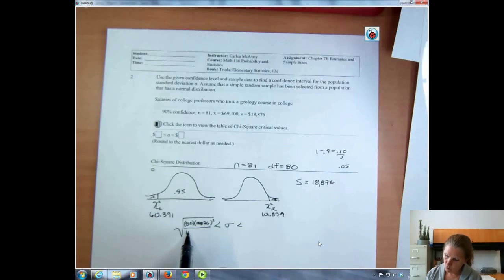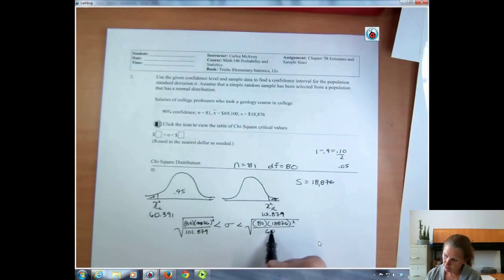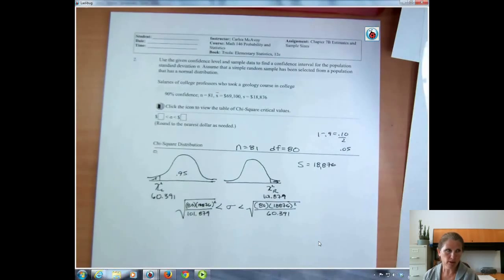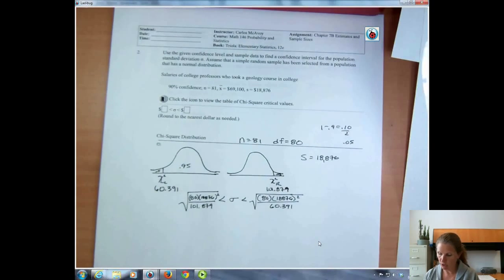So I'm going to do 101.879 on the right-hand side. Again, I have the 80, and I have the 18,876 squared. And on this side, I'm dividing by the left, which is 60.391. So those are the two values that I'm going to put into my calculator to get my two answers.